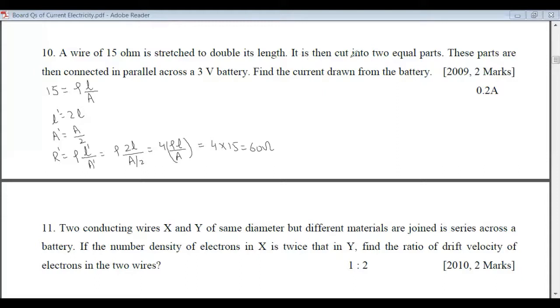Okay, then it is given that it is cut into two equal parts. Equal parts means the length will be the same. So for each part, let the resistances be R1 and R2. For each part, the resistance will be 30 ohms. Why? Because we know that resistance is directly proportional to length. The 60 ohm resistance is cut into two equal parts, so each part will have a resistance of 30 ohms. Now these two parts are connected in parallel across a 3-volt battery. So these are the two resistances, each of 30 ohm, connected in parallel across a 3-volt battery.